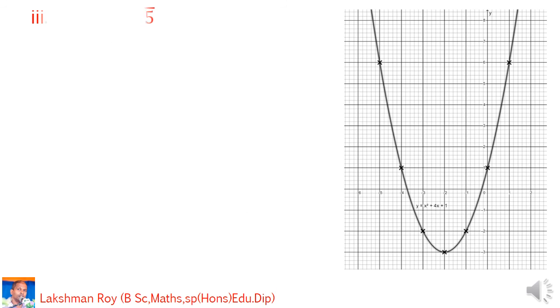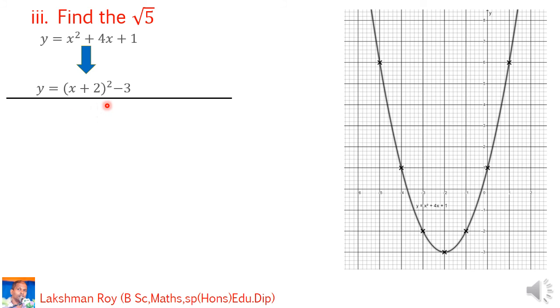Right, now let's see how to find the square root of 5 using the same function. You can see y equal x square plus 4x plus 1. This is the graph we have drawn, right students? Now the square root of 5, right? Any function you have to make into this form. Now see how to find the square root of 5, right? Here should be a number. What is the number? That is the number 2, right?